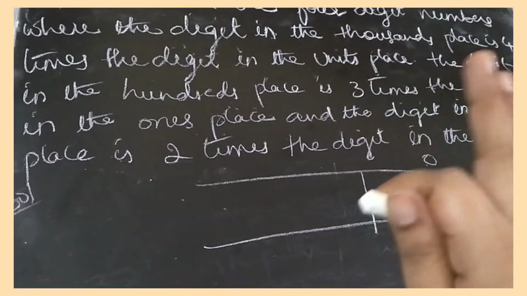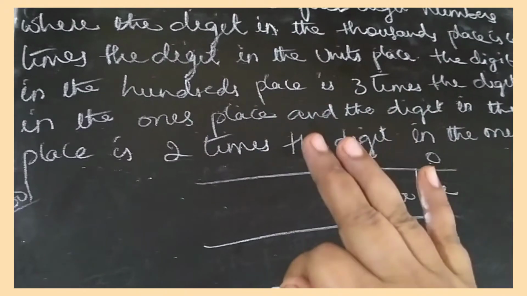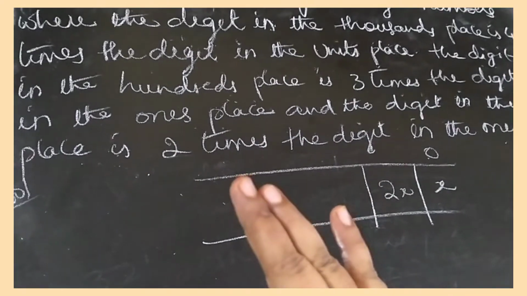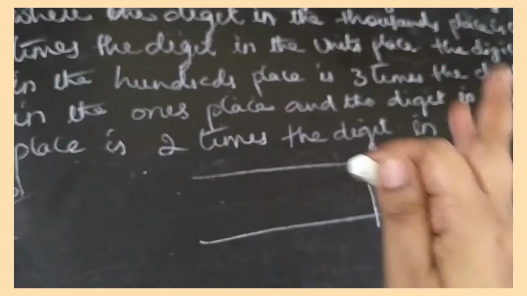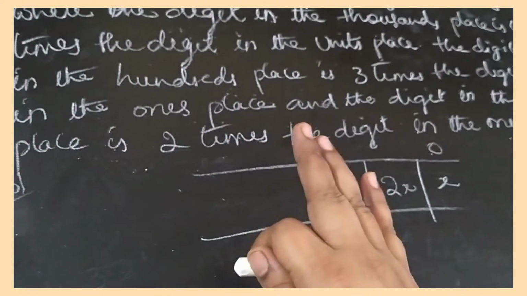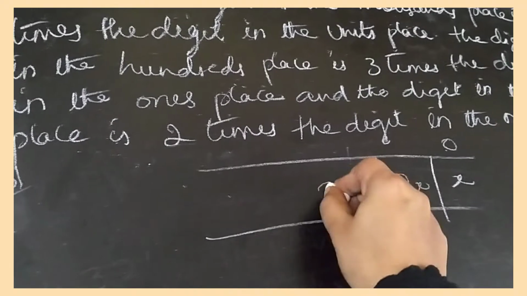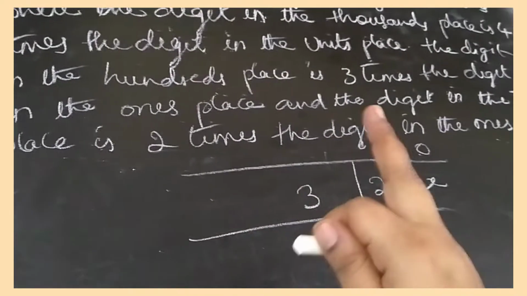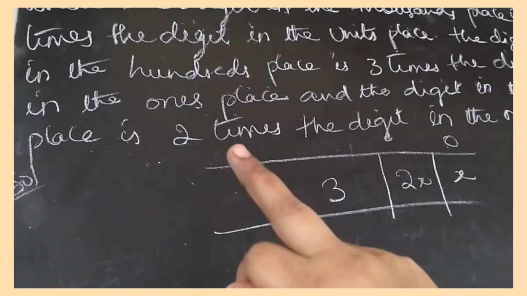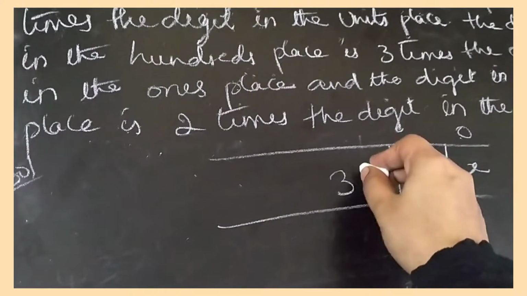Okay, so the digit in the hundreds place is 3 times the digit in the ones place. 3 times means 3, 3 times the digit in the ones place, 3 into x.